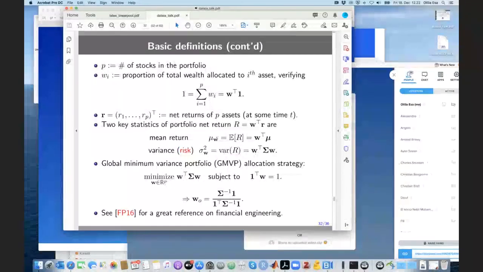One of the portfolio allocation methods is the minimum variance portfolio allocation strategy, where you choose your weights, so how much you allocate to each asset, by minimizing the risk. And of course, you have to recall the constraint that these weights should sum to 1. The optimal weight depends on the inverse of the covariance matrix, so you would need to estimate this sigma here. There is a lot of literature on this in finance.